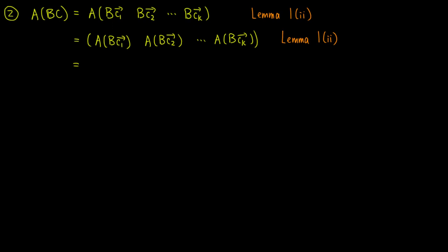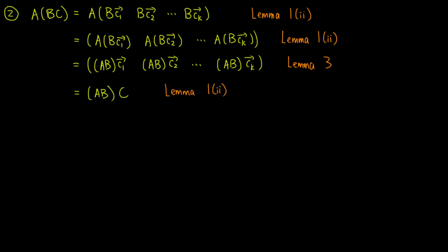Using the third lemma, this equals the matrix with columns (A times B) times C1, (A times B) times C2, up to (A times B) times Ck. Using the second point of the first lemma, this equals (A times B) times C.